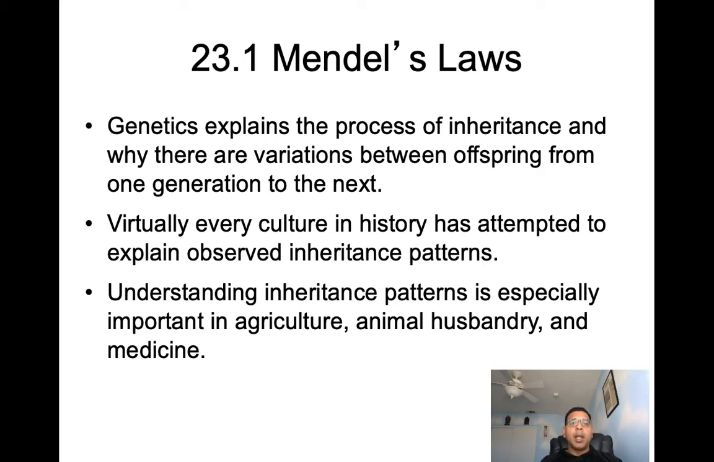Hello and welcome. Today let's talk about the patterns of gene inheritance, and we'll talk a lot about Mr. Gregor Mendel. Gregor Mendel was an Austrian monk, and he formulated a few laws, so we'll go through and check out his laws as well. When we talk about the science of genetics, I'd like you to know the science of genetics explains the process of inheritance and also why there are variations between offspring from one generation to the next.